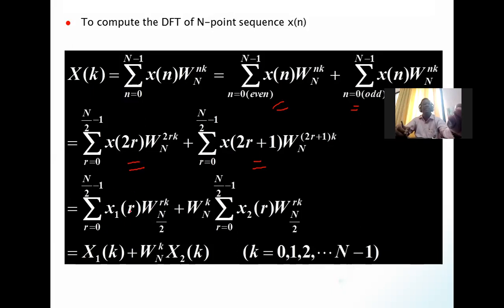And finally, we are simplifying this, and we are getting it as x1 of k plus wn to the power k x2 of k. So this is for the value of the first half portion we are getting, x of k, which will be equal to x1 of k plus wn to the power k x2 of k.